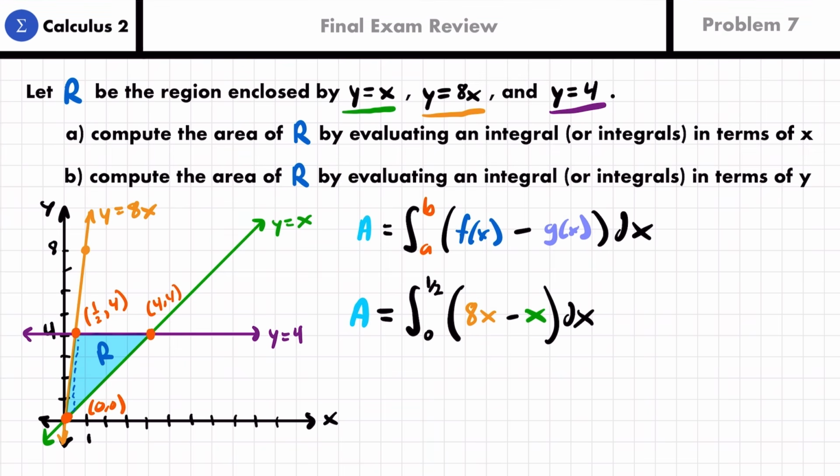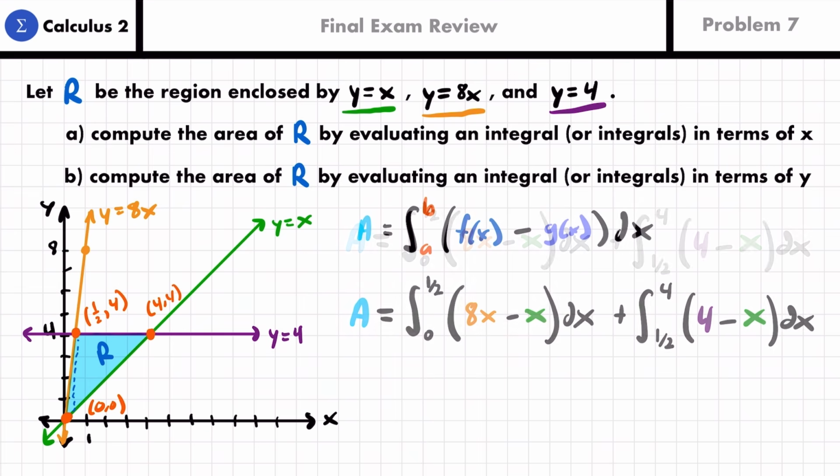Now let's add that to another integral that will account for the other piece of the region. We'll have the integral from 1/2 to 4. That accounts for the values of x from here to here, where y equals 4 is now the top function. So we will have 4 minus that bottom function of x, and that will be multiplied by dx. Okay, so now we have the 2 integrals set up.